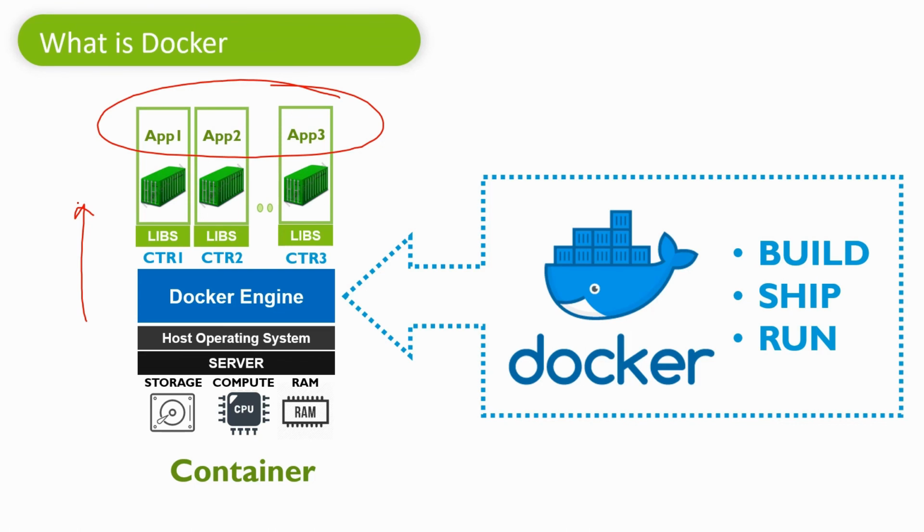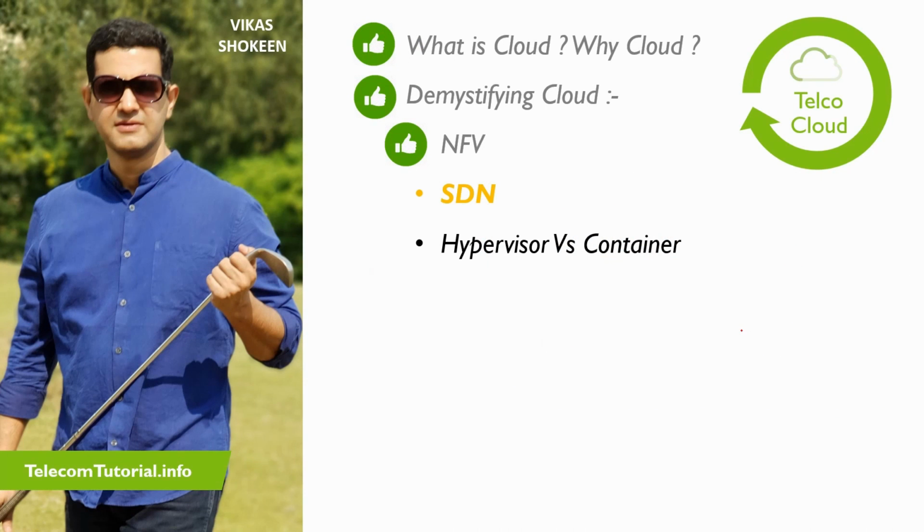There are three main components for the entire Docker to work. The first one is build, the second one is ship, the third one is run. We are going to discuss all of these concepts in much more depth in my coming videos. So, we have completed our journey of hypervisor versus container, and I'm hopeful you will now be able to remember the difference between the hypervisor and container in a much better way.